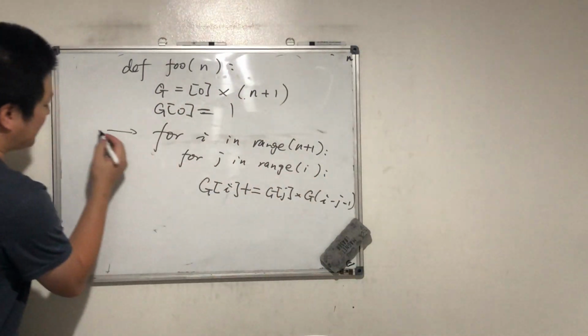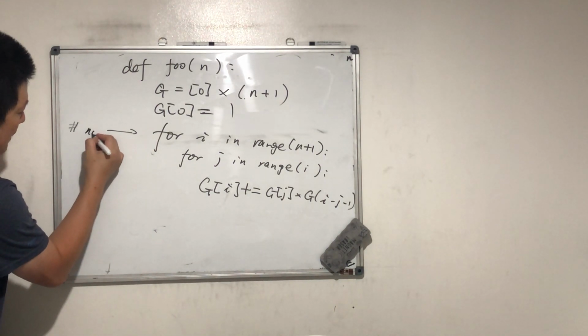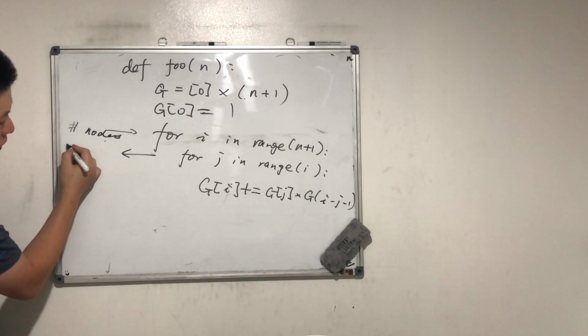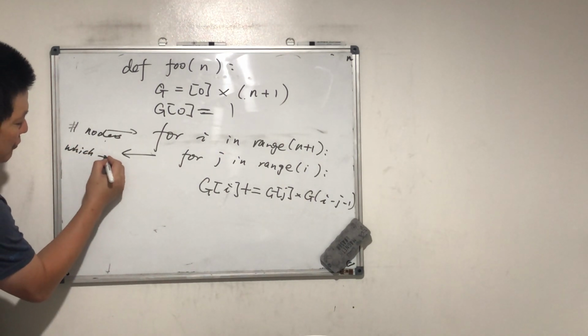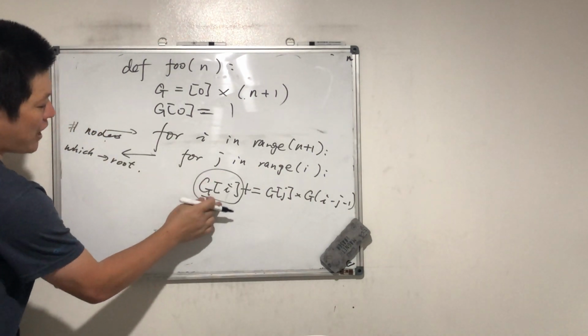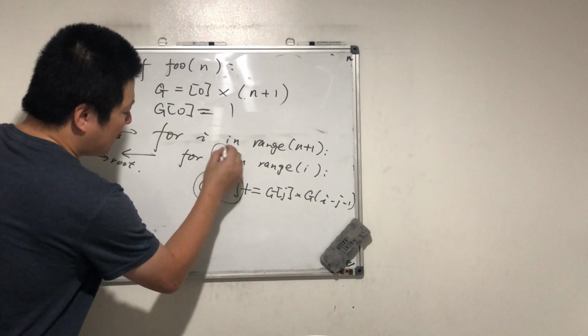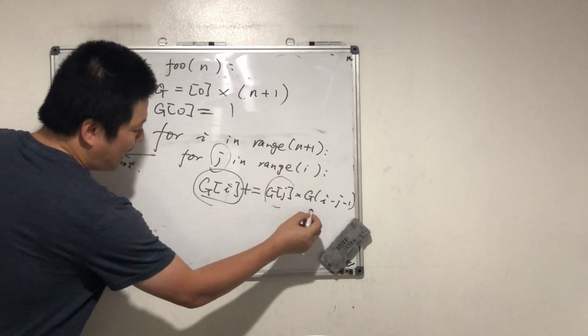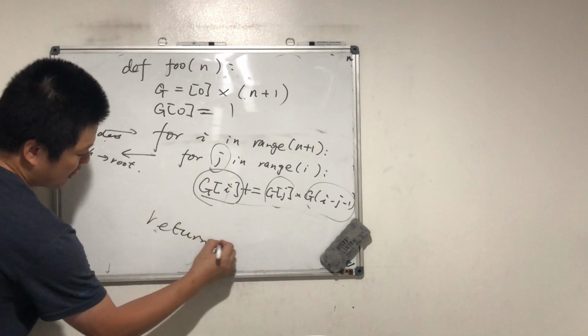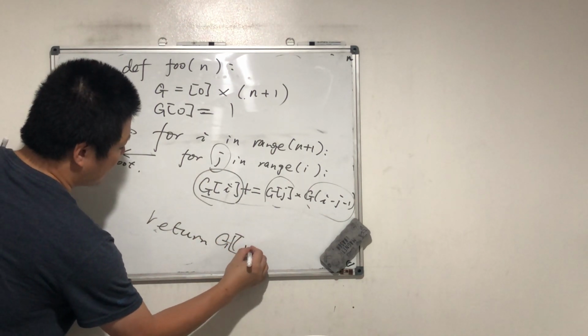The first loop is the number of the nodes, and the second loop is saying which is going to be the root. So the answer of g[i] would be equal to the sum of g[j] times g[i minus j minus 1]. This is the formula. And then finally I return g[n]. This is the answer we're looking for.